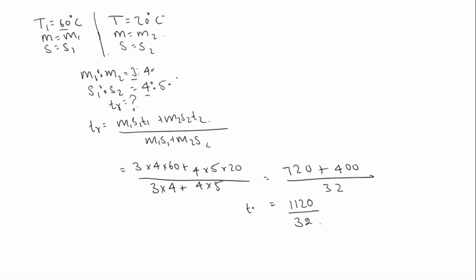This is the TR. So 32 ones, 32 5s. So TR, or the resultant temperature, is equal to 35 degrees Celsius. So the option is 4.